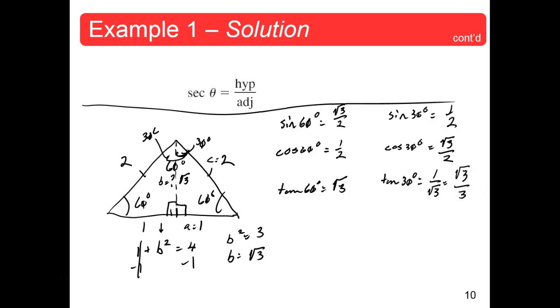Okay. Now, since we went that far, we could go on and do the cotangent of 60. What would that be? Not just the square root of 3, but 1 over the square root of 3, which is square root of 3 over 3. Okay? Adjacent over adjacent. Right.